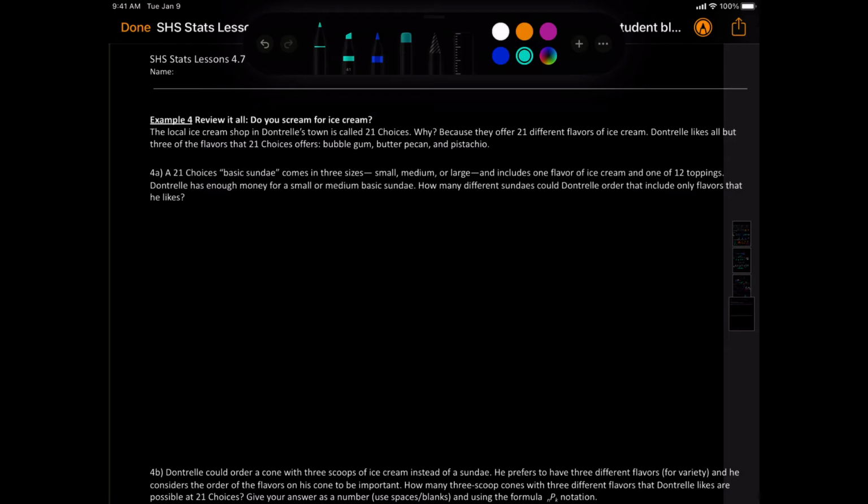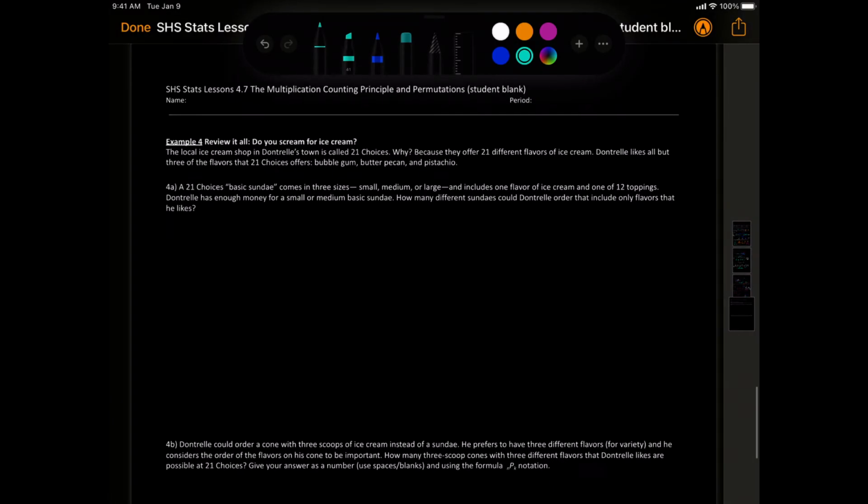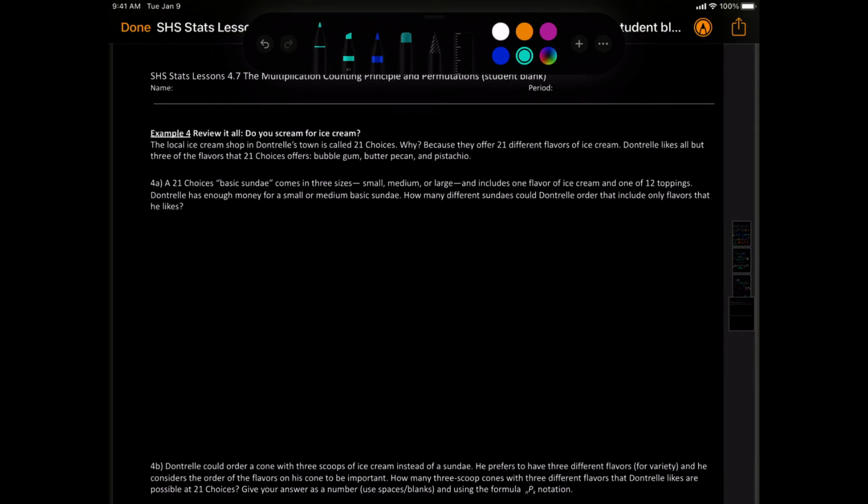Example number 4, do you scream for ice cream? The local ice cream shop in Dontrell's town is called 21 Choices. Why? Because they offer 21 different flavors of ice cream. Dontrell likes all but 3 of the flavors that 21 Choices offers. So he doesn't like bubblegum, butter pecan, and pistachio.